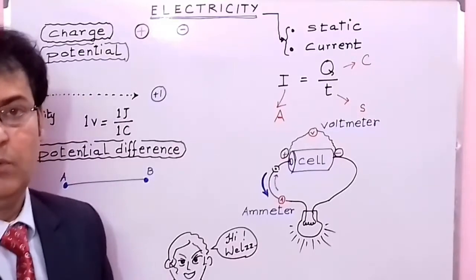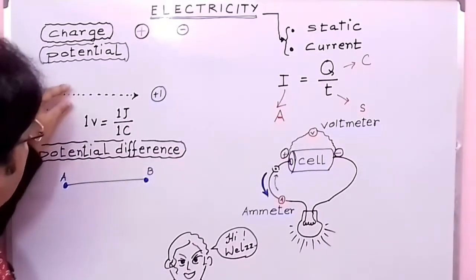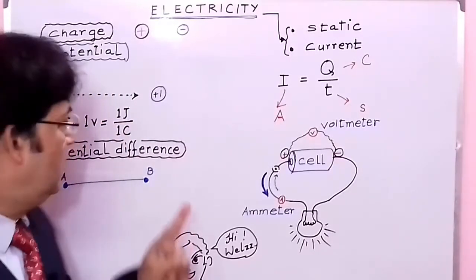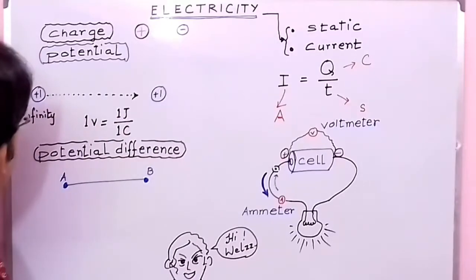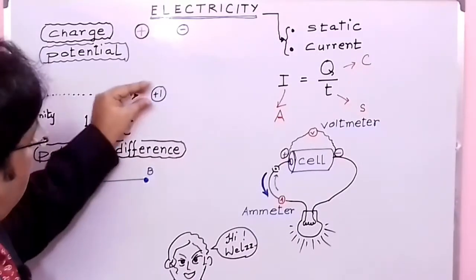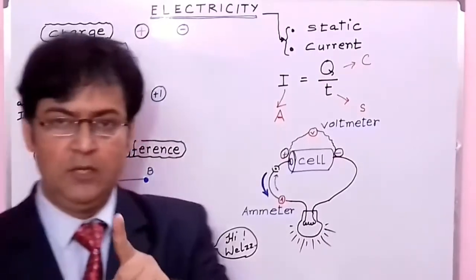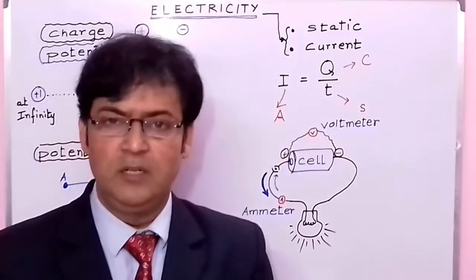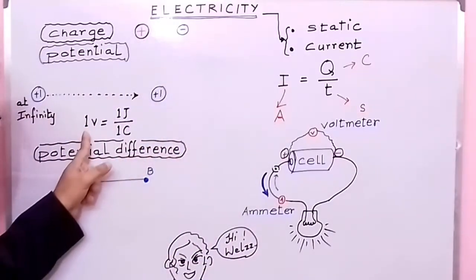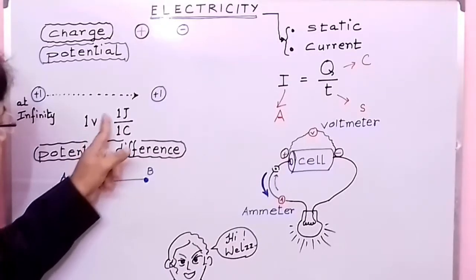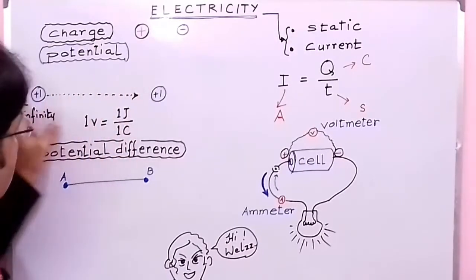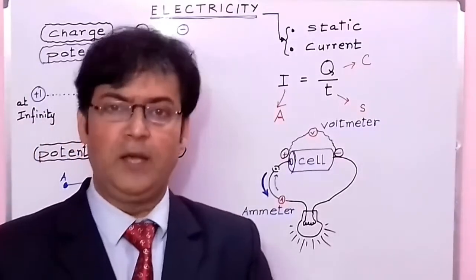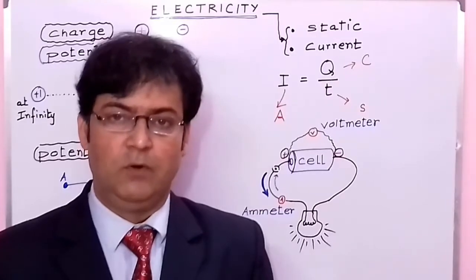Now we need to do some kind of work. We have to do some work to bring the charge close. Imagine the work done is 1 joule. 1 joule to bring 1 unit, or 1 coulomb, of charge from infinity till here. So what is the potential that is acquired? 1 volt. We call it 1 volt. 1 joule of work done to bring 1 coulomb of charge, so the potential acquired is 1 volt.